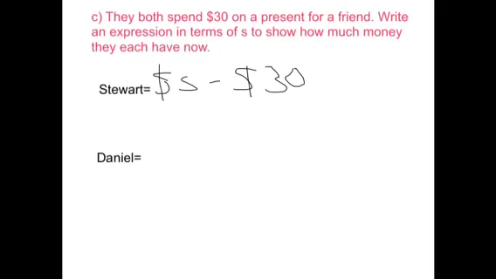For C, they both spend $30 on a present for a friend. Write an expression in terms of S to show how much money they each have now. First, you would show how much money Stuart has. Stuart has $S minus $30. Then you would show how much money Daniel has. Daniel has $5S minus $30.